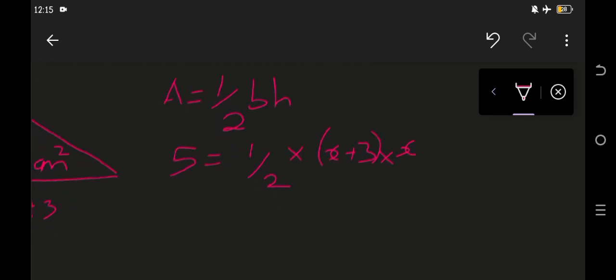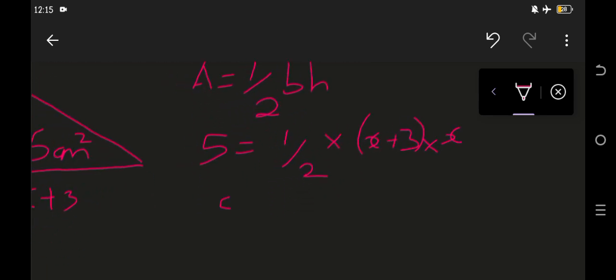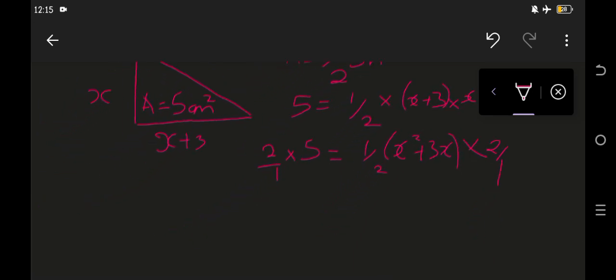Let us work that out. You will have 5 is equal to a half into x squared plus 3x. We'll multiply both sides by the reciprocal of a half, that is by 2 over 1. Then this is what we will have: 10 is equal to x squared plus 3x.